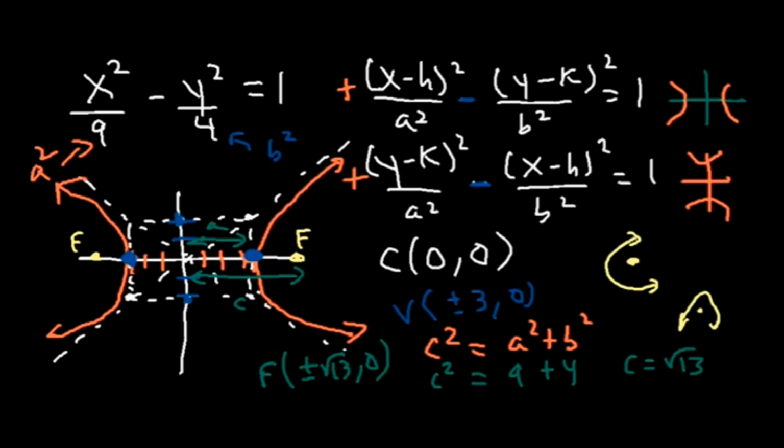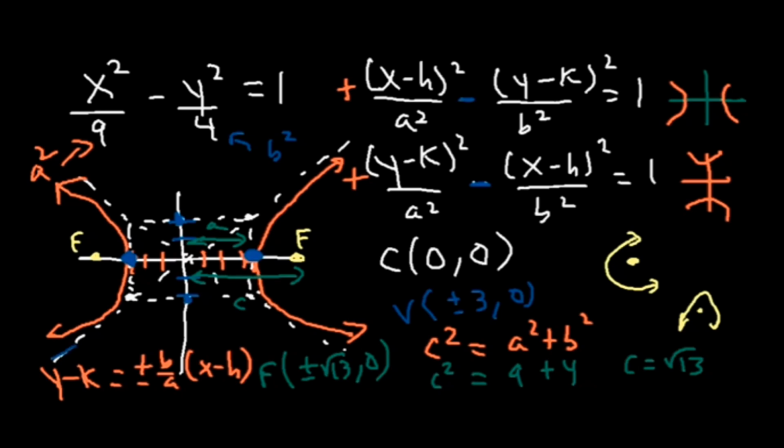Now the only other thing that we need to do for this type of graph is find the asymptotes. The equation for the asymptotes is y minus k equals, now it can be b over a or a over b, plus or minus, and then x minus h. Here's how you tell.